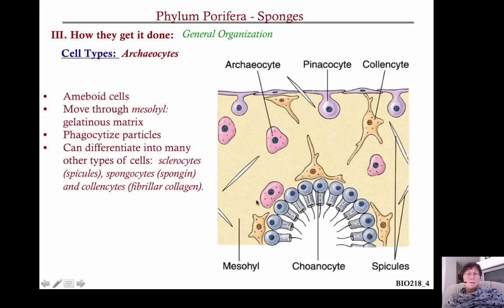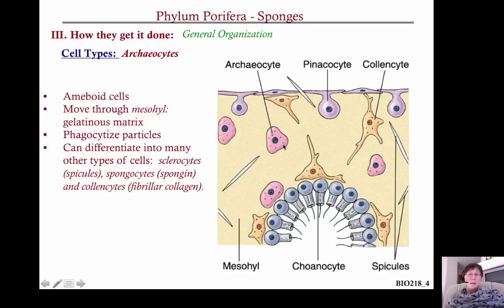These pink cells are archaeocytes. And so as I indicated before, they're sort of amoeboid. They're not an amoeba, but they move like an amoeba through the inside of the sponge. They move through the mesohyl. So they phagocytize particles. So the food particles go in through the body, these choanocytes, and then into the mesohyl. These archaeocytes then grab them, and then they break them down.